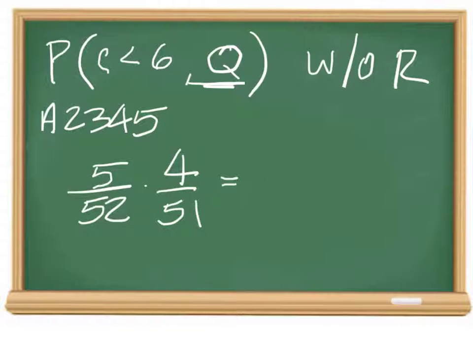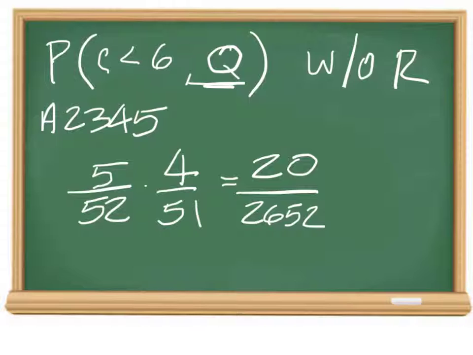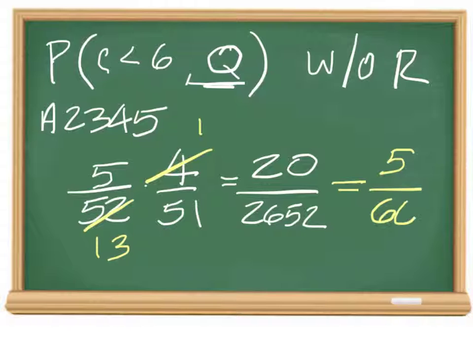When you multiply across, you get 20 over 52 times 51, which is 2652. In other words, you could have reduced on this first. Cancel the 4 and make that a 1 and make this a 13. And then you would be left with a 5 on the top, and then 13 times 51 on the bottom is 663.